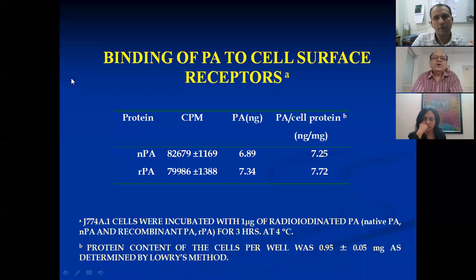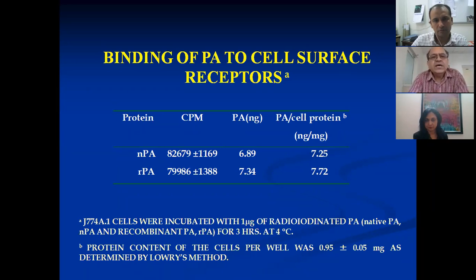Okay, if you try to recall the cartoon I showed you, protective antigen can come and bind to a high affinity receptor on all eukaryotic cells. So what we did, we took recombinant antigen as well as native antigen, which we made from Bacillus anthracis, and we radioiodinated it and then exposed it to the cell surface of eukaryotic cells to see whether it is able to bind to the high affinity receptor or not. We did this assay at 4 degrees centigrade so that it cannot enter the cell, it can only bind.